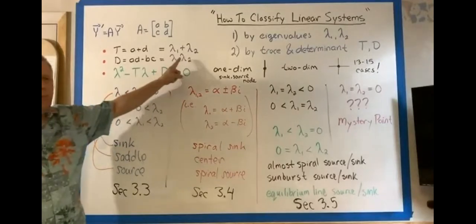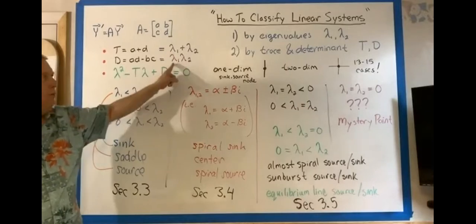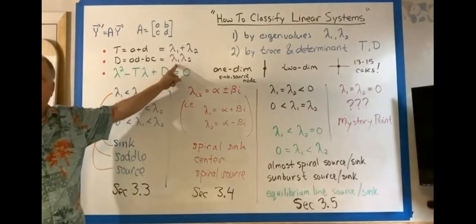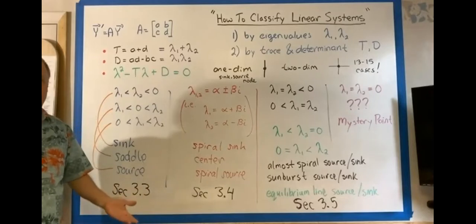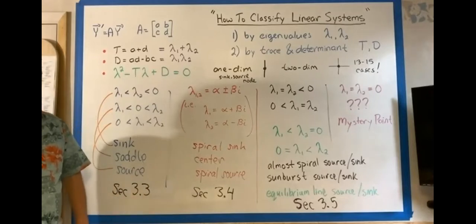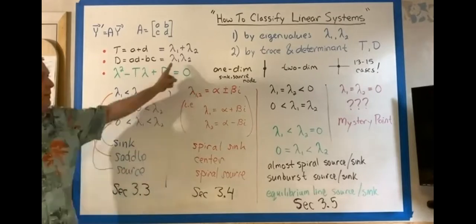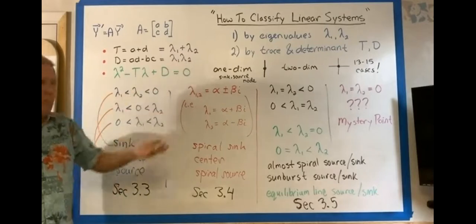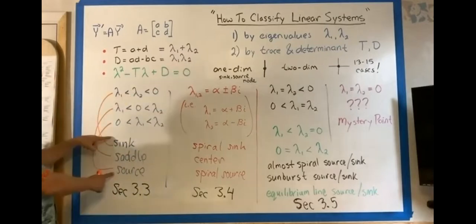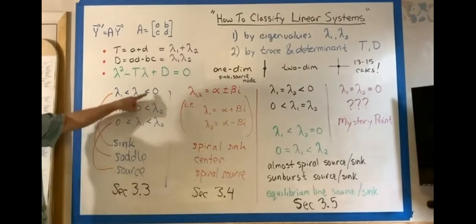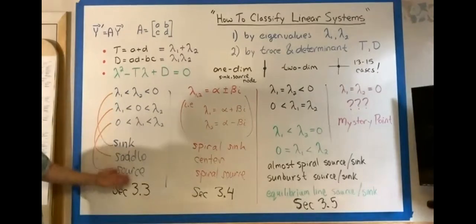You say, well, one of them could be zero. No, no, no. If one of them was zero, then the product would be zero. The determinant would be zero. Oh, both of them could be negative. Well, then in that case, their product would be positive, and you either have a sink or a source. So this is very easy to classify.